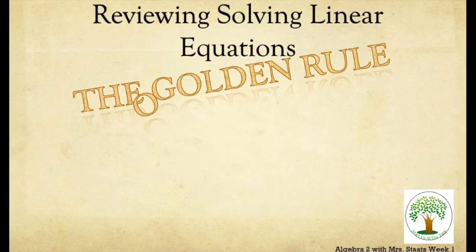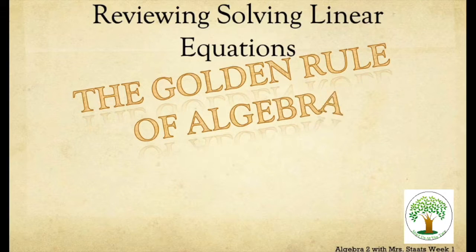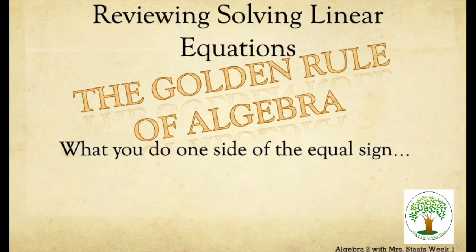And the golden rule you need to remember when you're doing things with equations is whatever you do on one side of the equation, you must do on the other. It's the golden rule of algebra, all right? So whatever you do on one side of the equation, the equal sign, you must do on the other side, all right? Let's do some examples together.